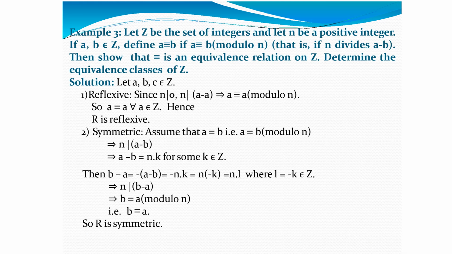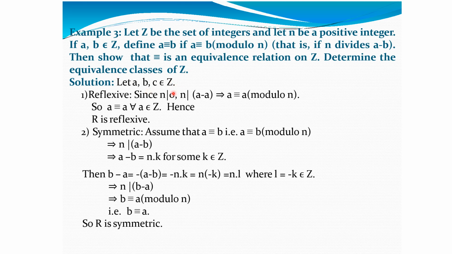Now see one example. Let Z be the set of integers and n be a positive integer. If a, b belong to Z, define a related to b if a is congruent to b modulo n, that is, if n divides a minus b. So that this relation is an equivalence relation on Z. Determine the equivalence classes of Z. Now here first we have to show that the relation is an equivalence relation on Z. It means we have to show that it is reflexive, symmetric and transitive.